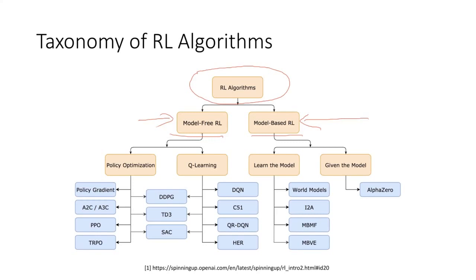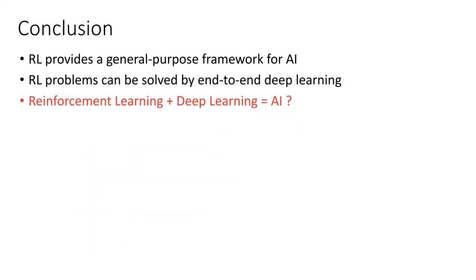We discussed value-based algorithms, kind of Q learning. You can see that there are many different versions of Q learning algorithms. And then the policy gradient algorithms, where you can see that there are many versions as well. So in conclusion, reinforcement learning provides a general purpose framework for AI, because this can be solved as an end-to-end deep learning problem. And in particular, the intuitive goal of AI is to solve interesting control problems that appear in everyday life. And to solve control problems, you need a machine learning approach called reinforcement learning.